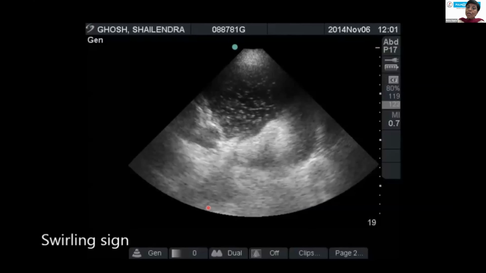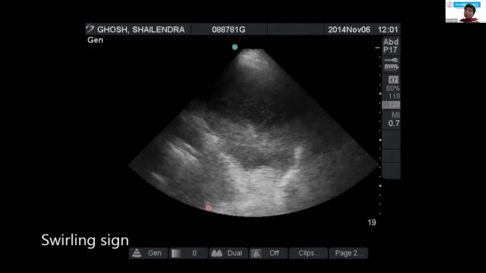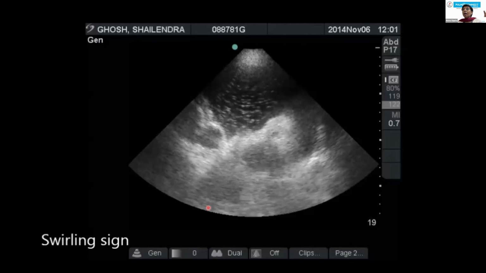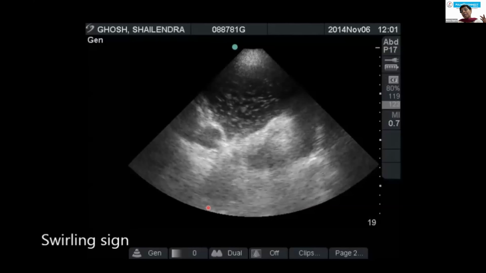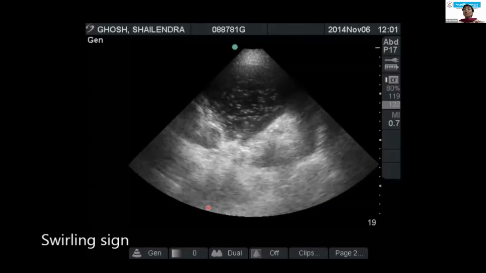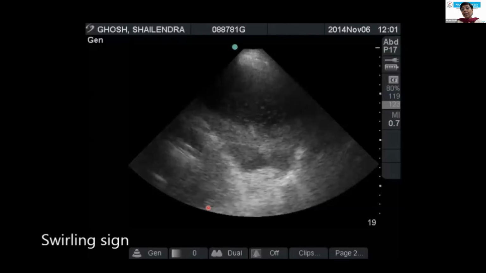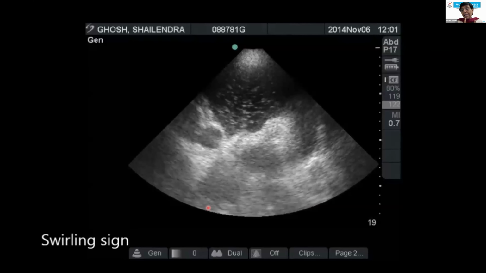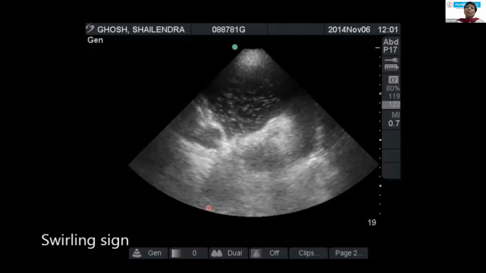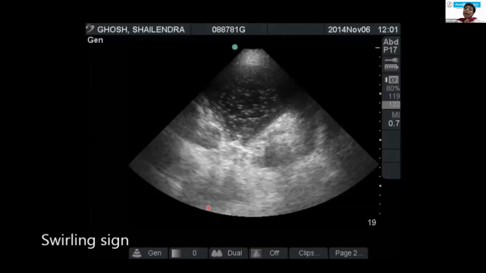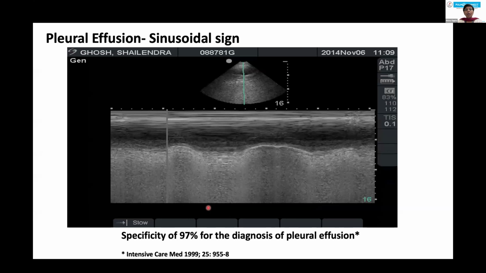In one of the studies, they found that, of course, not only the swirling sign, but there were other signs also, like pleural thickening or diaphragmatic thickening of more than 1 centimeter, presence of diaphragmatic nodules, and the swirling sign. These three, if we combine, give you a sensitivity of about 75% to diagnose that this could be a malignant pleural effusion. Coming to the sinusoidal sign, again, this sinusoidal sign is in M mode. So in a pleural effusion, it is black, looking like that.